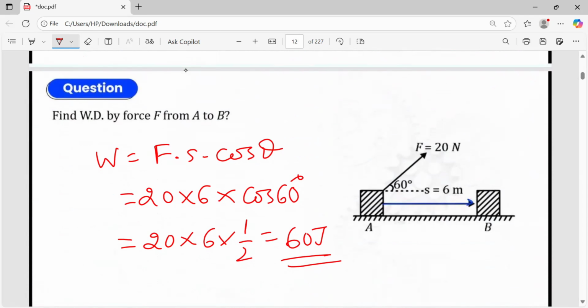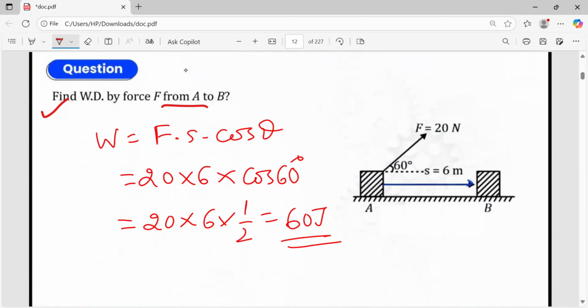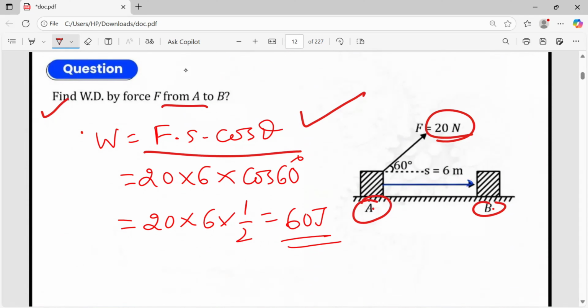So let's look at the first question. Find the work done by force F from A to B. This is A and this is B. The distance between the two is 6 meters and the angle is 60 degrees. You can use the expression W is equal to Fs cos theta. So this F is 20 and displacement is 6, and the force component in the direction of displacement is cos 60. So 20 into 6 into 1 by 2 means 60 joule. The answer is 60 joule.